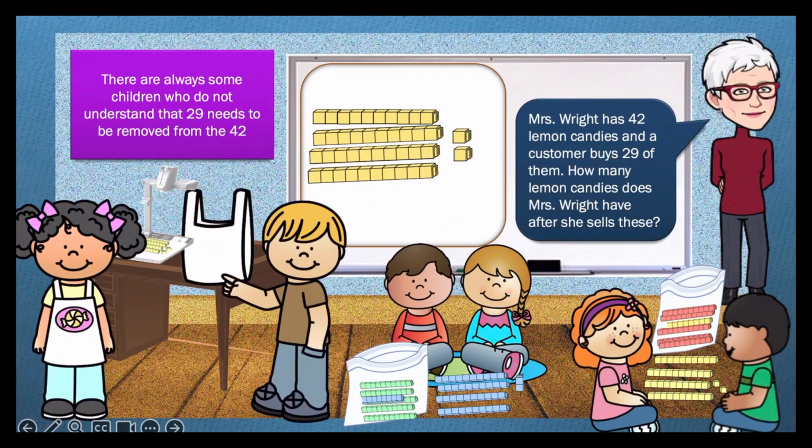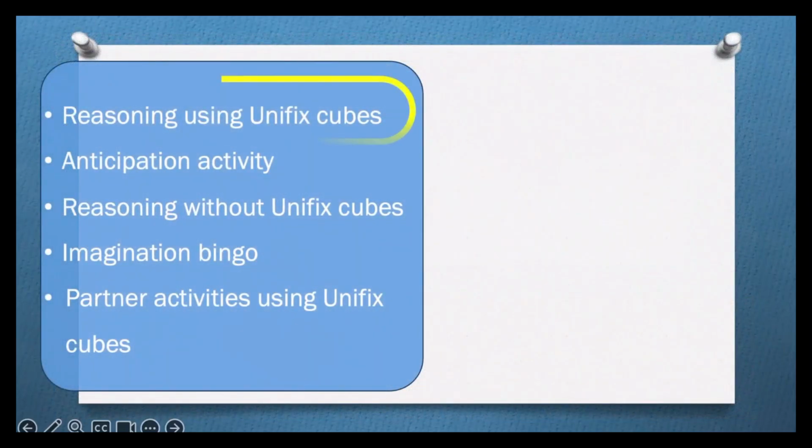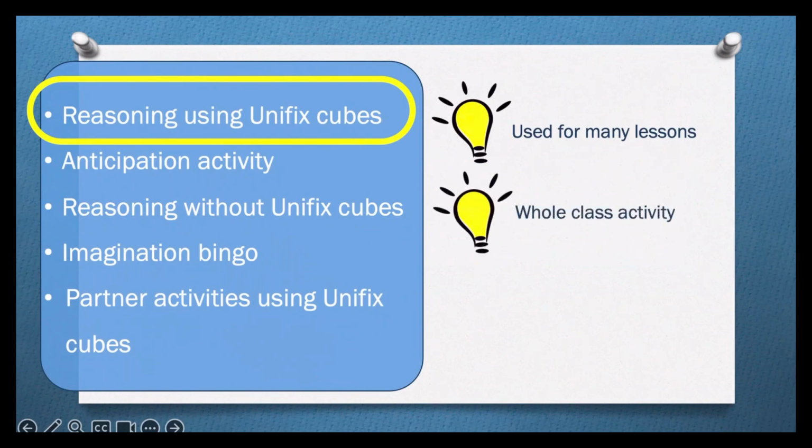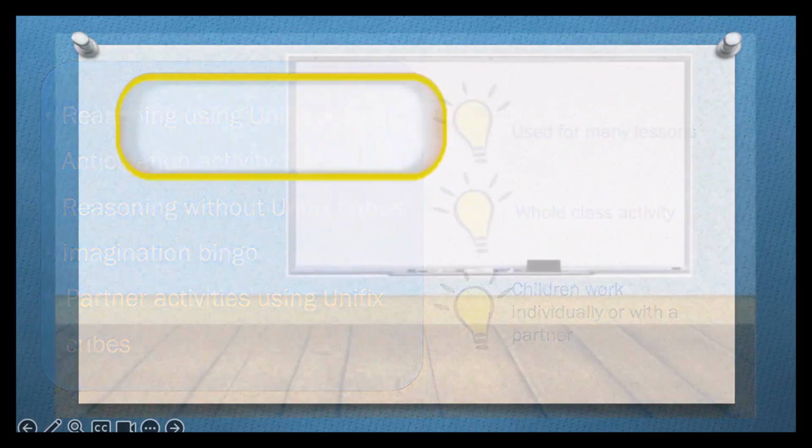Doing so typically serves to clarify how to use the cubes for those students that are unsure. And again, in this case, the emphasis is on how to use the cubes to act out the story rather than on the resulting quantity. This instructional activity, reasoning about sums and differences using Unifix cubes, will be used for many lessons. It is a whole class activity. Children work individually or with a partner to use their supply of Unifix cubes to act out the story the task describes and to figure out how many candies Mrs. Wright has now. We repeat the examples we have given before.